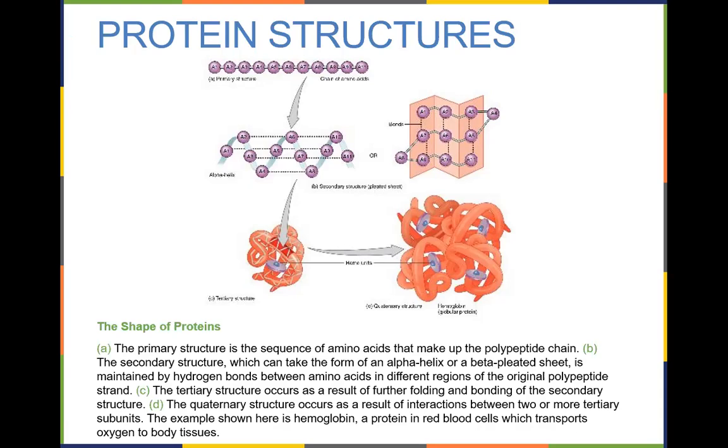The tertiary structure is made up of both the alpha and the beta secondary structures, and then there's your hemoglobin, for example, as we call it, the quaternary structure.